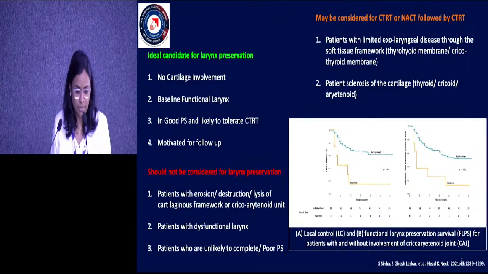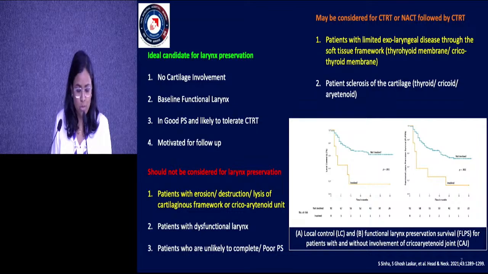It should have a baseline functional larynx, and these patients should be able to receive radiotherapy concurrent with chemotherapy, or if they are fit enough for neoadjuvant approaches followed by local radiotherapy. And of course, patients have to come for follow-up because salvage therapies need to be offered if these non-surgical therapies fail. And select patients that have extralaryngeal disease without erosion of the cartilage may be considered for maybe induction chemotherapy approaches followed by larynx preservation.